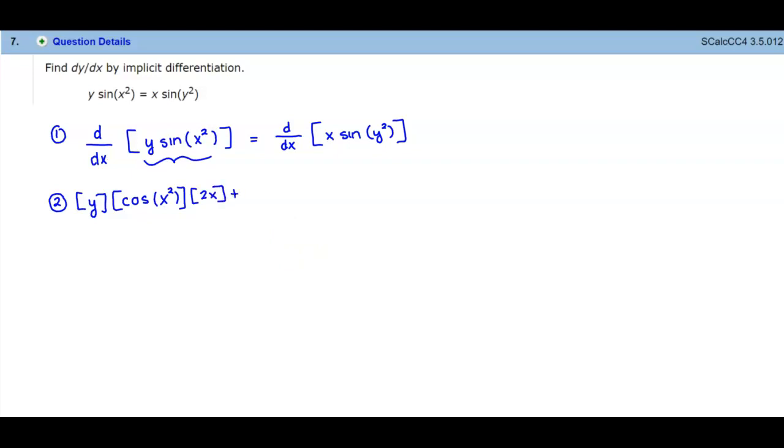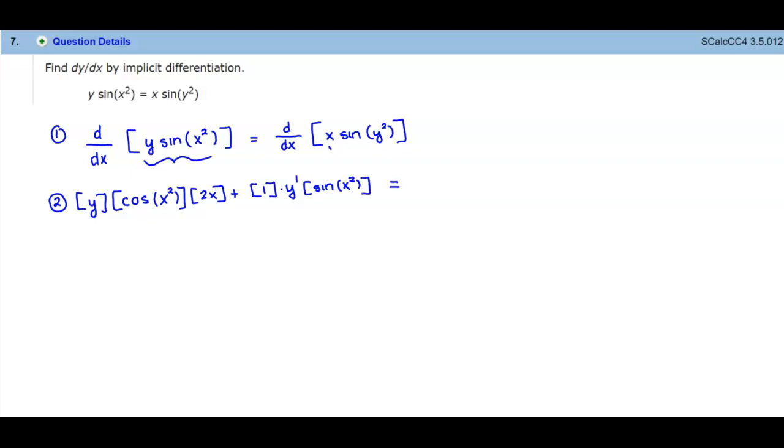Plus, now we're going to take the derivative of y. So the derivative of y is 1 times the implicit differentiation of y prime, times the function sine of x squared. That's going to equal the other side.